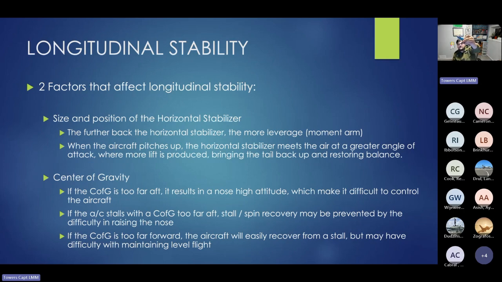And then with your CG being too far forward, well, that's great, you're probably not going to stall, but it's going to be hard for you to keep picking up your nose to maintain level flight, and you'll be more so trying to fly towards the ground. So the two factors that affect longitudinal stability are the size and position of the horizontal stabilizer and the center of gravity.